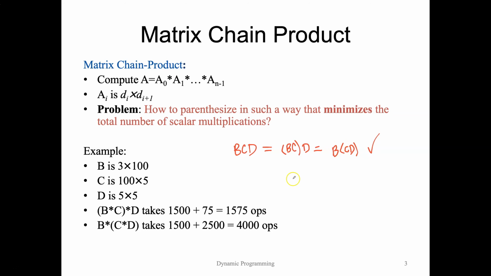But it's not commutative. So for example, B times C is not the same as C times B. So we can't move one matrix to a different side. We won't end up with the same product, but we can group them in any way we want, and this is what we're going to do. We're going to figure out the best way in which we can group these operations so that we know, in this case, we multiply B times C together first, and then after we do that, we multiply the resulting matrix with D. So we want to find the best parenthesization, and this is our matrix chain product.